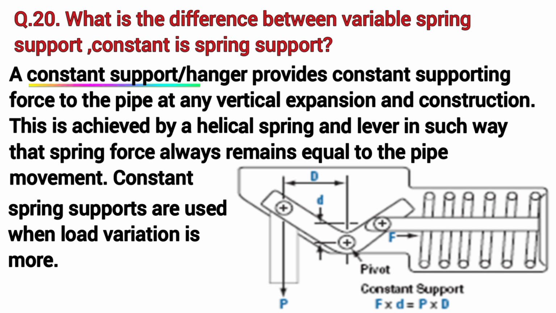A constant support hanger provides constant supporting force to the pipe at any vertical expansion and contraction. This is achieved by a helical spring and lever in such a way that spring force always remains equal to the pipe load during movement. Constant spring supports are used when load variation is more.